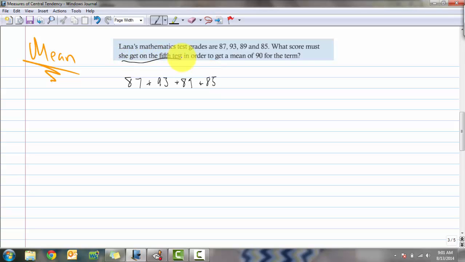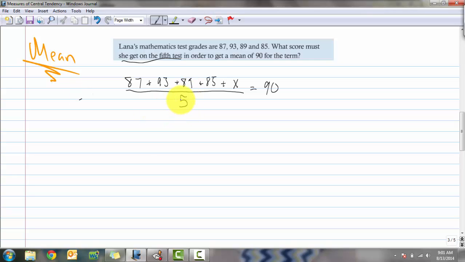Okay, but there are only 4 tests. We don't know the 5th test. We're going to add on that mystery value. And then how do we find the mean of 90? Mean is 90, so we take all of the 5 test scores, add them together, and divide by how many there are. Be careful here, it's not 4, it's 5.